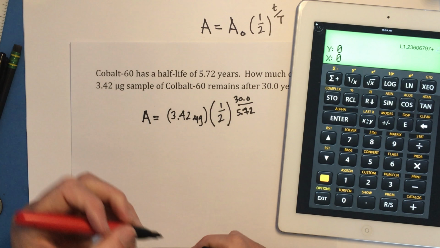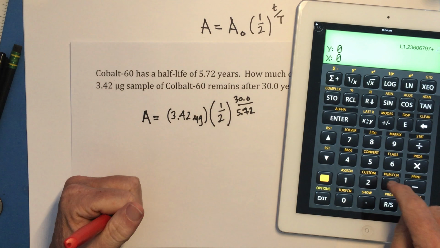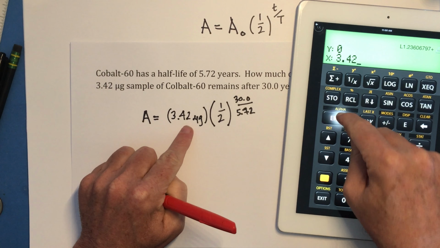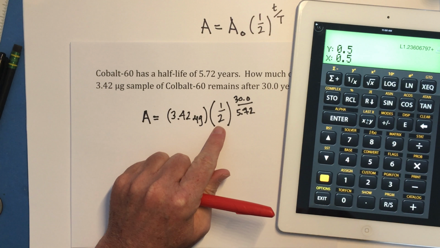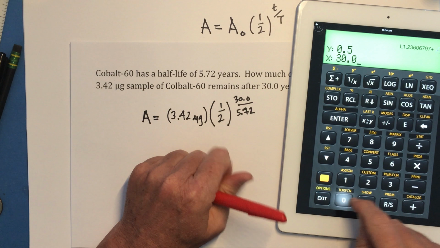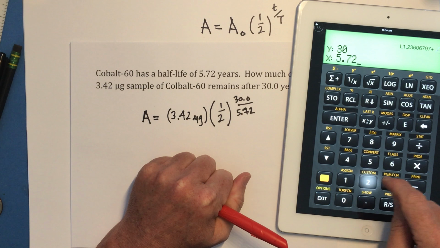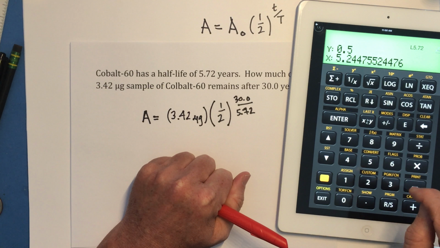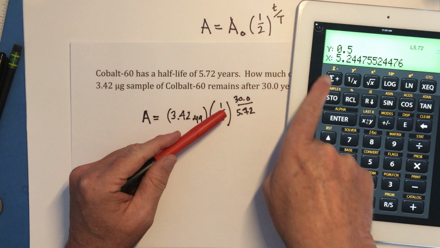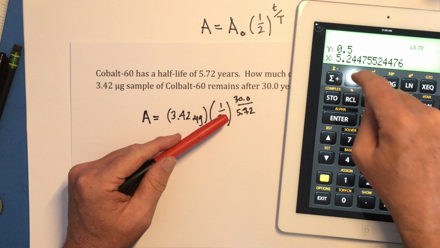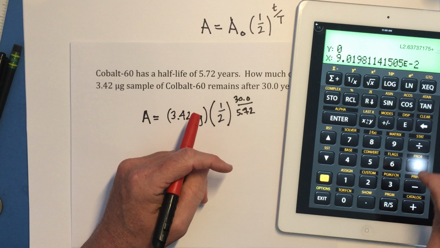All right, so now let's go ahead and calculate this. If this is all true, and it is, we just need to do the math. So I will take 3.42, enter that. Now I will take 0.5, enter that. Now I will take 30.0 and enter that, and 5.72, and divide those two. Now I want to take y, 0.5 to the x, so I will just press y to the x. And now I will multiply that by 3.42.